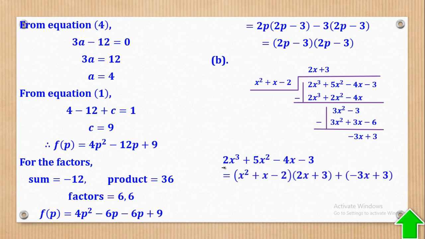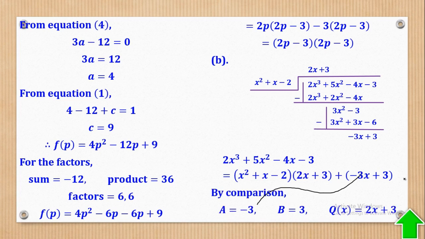So you come on and say that this is the same as this multiplied by this plus this remainder. I think you remember that expression. Therefore, by comparison, a is negative 3, b is positive 3, and 2x is 2x plus 3.